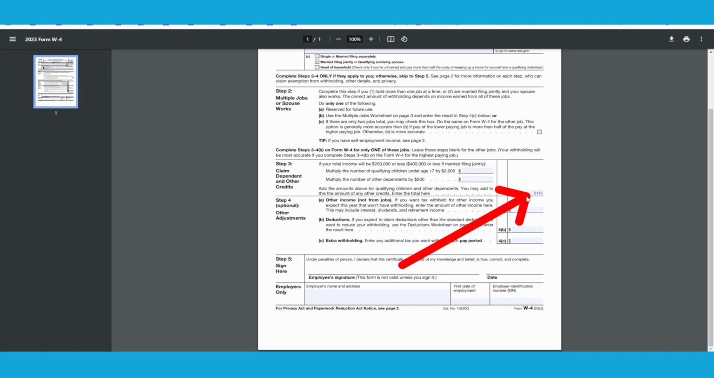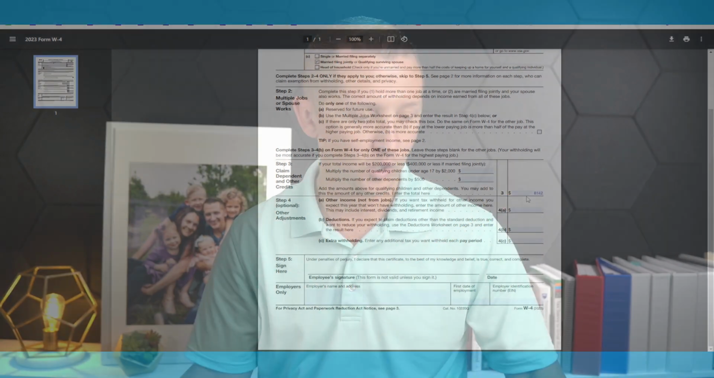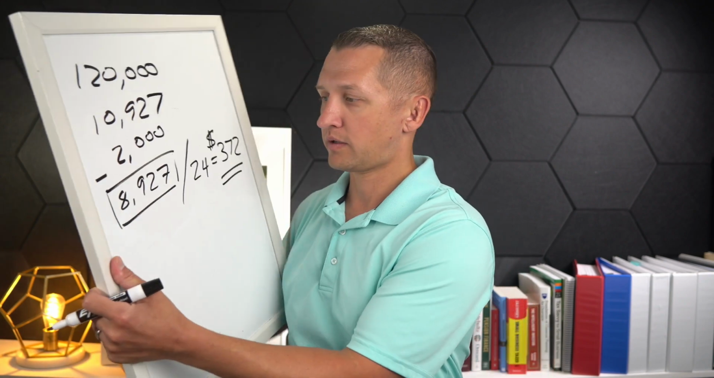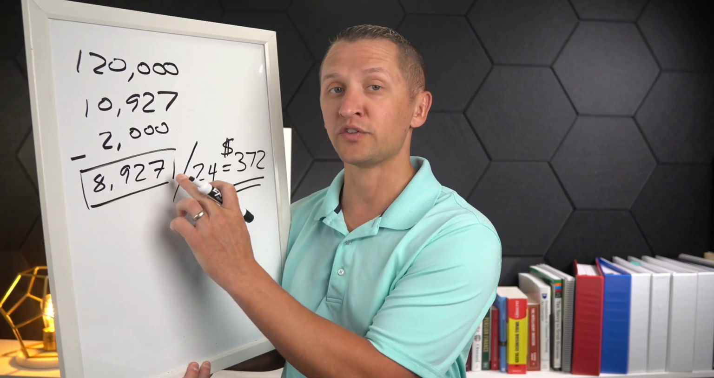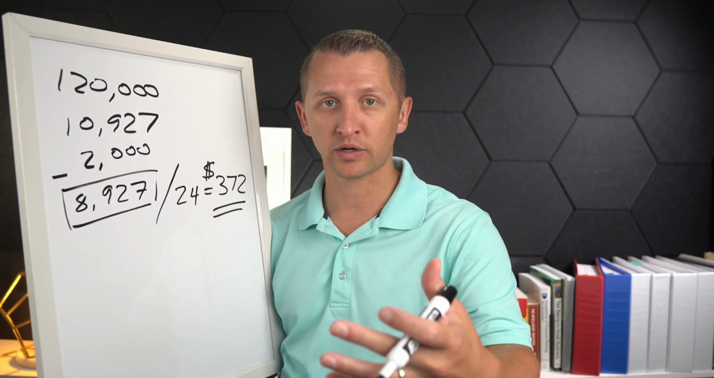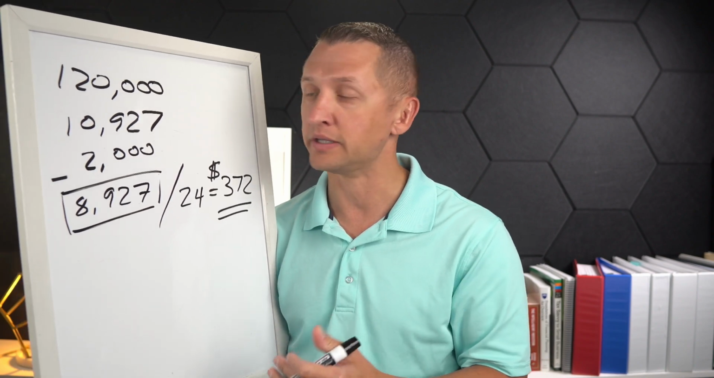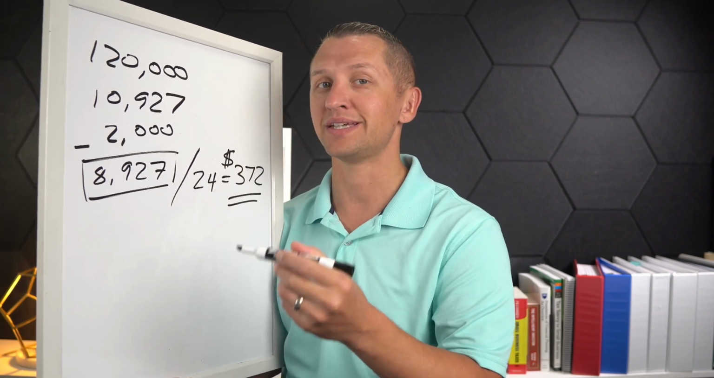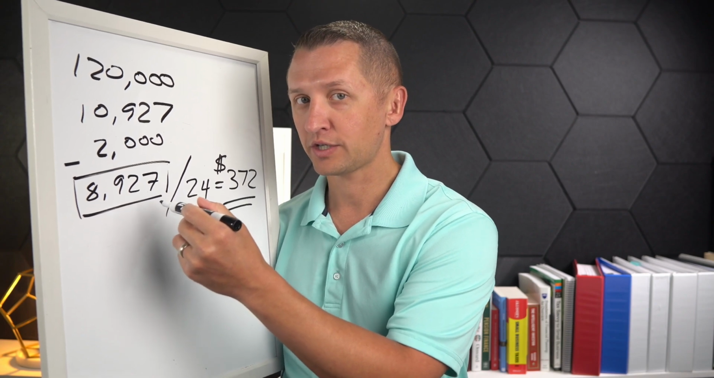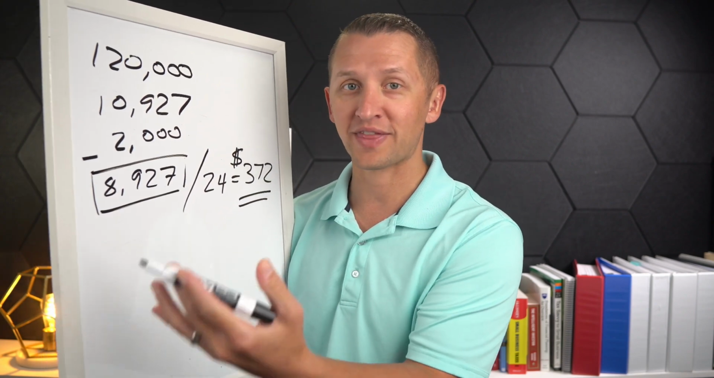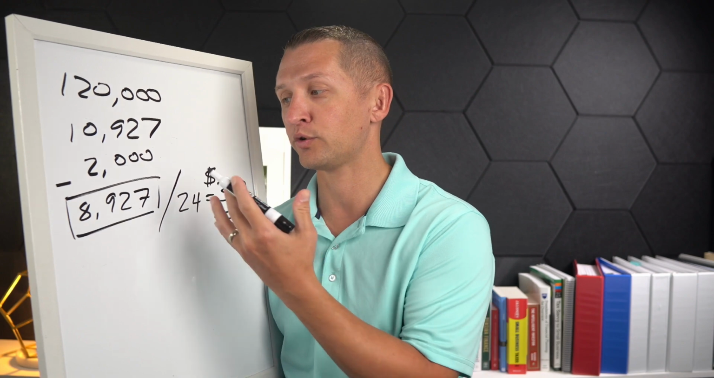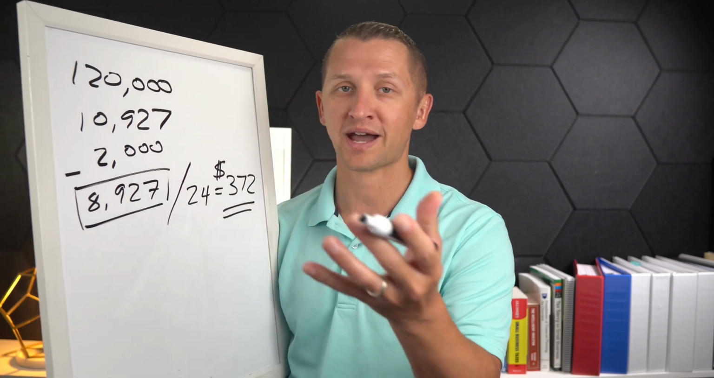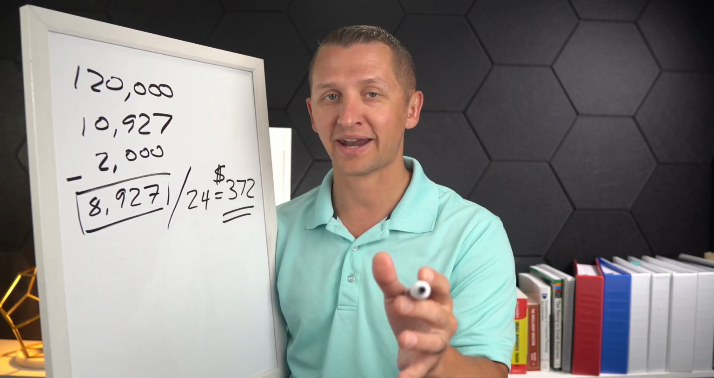So if we do this, then at the end of the year, we're going to get to this number right here, $8,927. That means we won't get a refund, and that means we won't have to pay at the end of the year if this is our tax liability, and that's how much we've withheld. So if we withheld too much, that's how we get a refund. And if we withhold too little, that's when we have to pay. So that is how it works.